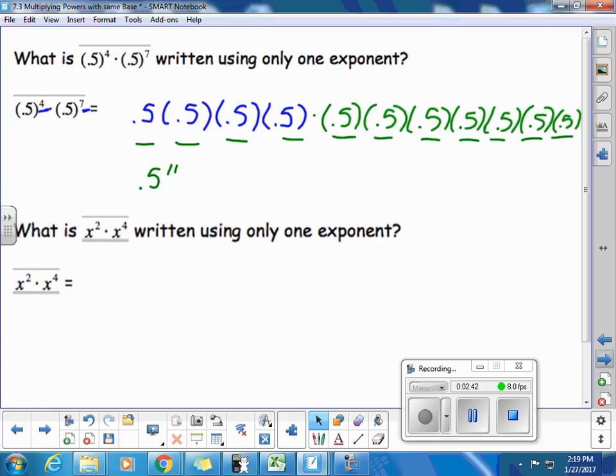So what's x to the second times x to the fourth with only one exponent? X to the second times x to the fourth would be x to the fourth plus 2 more, x to the sixth.